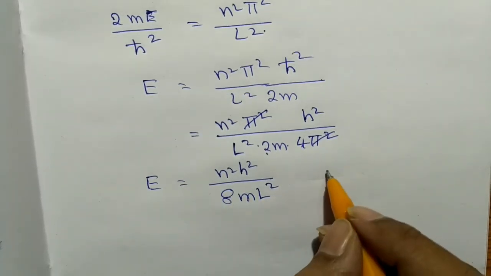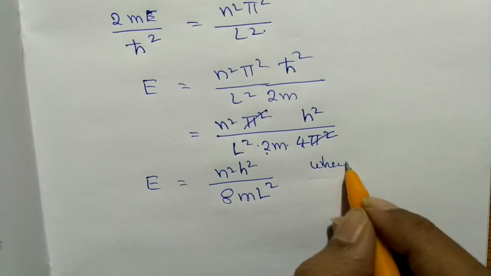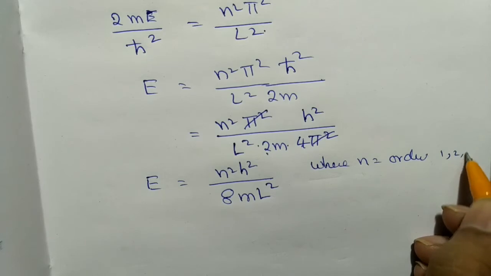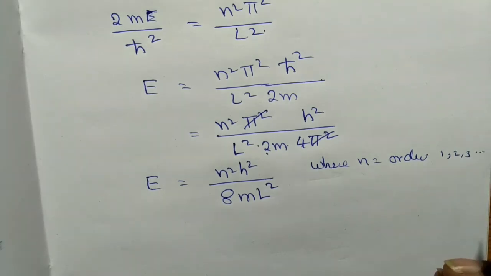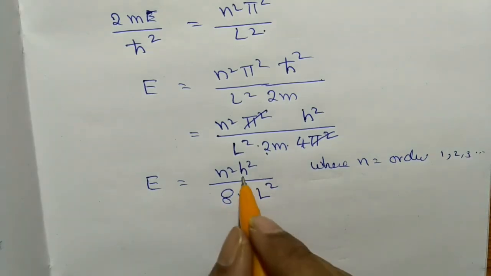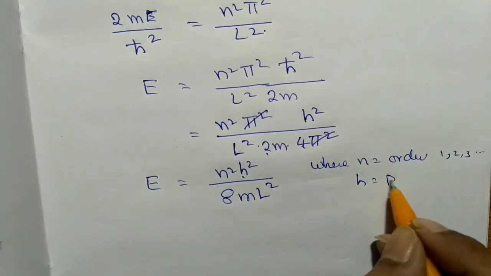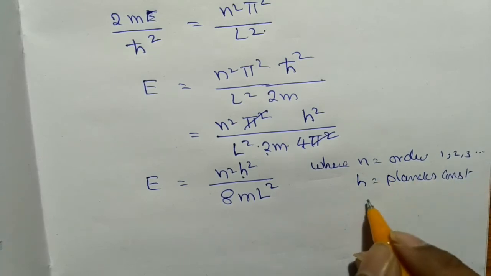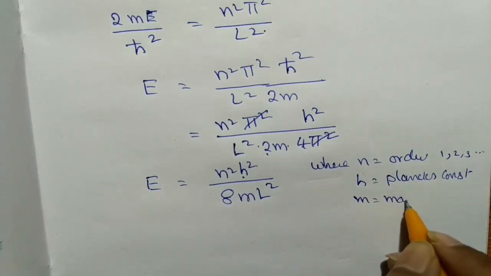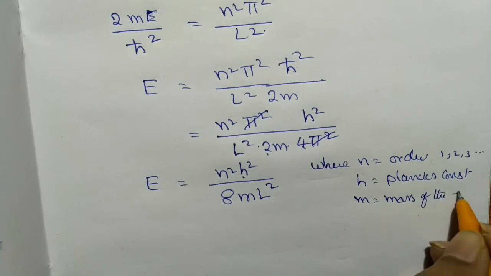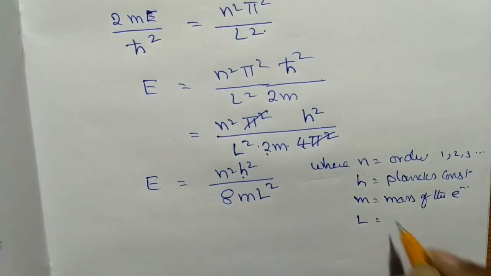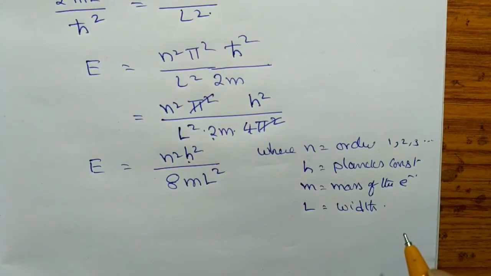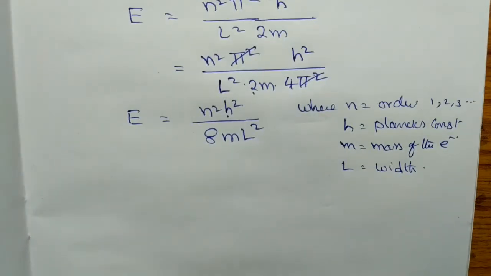Here n means order, where n is equal to the order, that means 1, 2, 3 and so on. There is no 0. h is Planck's constant, m is the mass of the electron, and L is the width of the potential box.